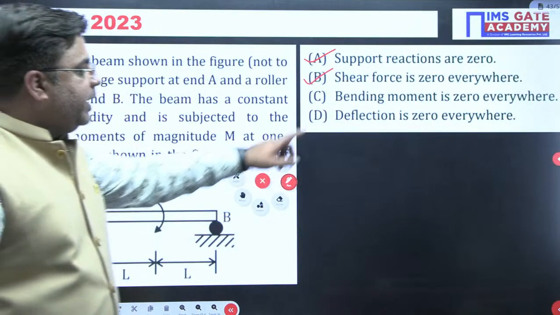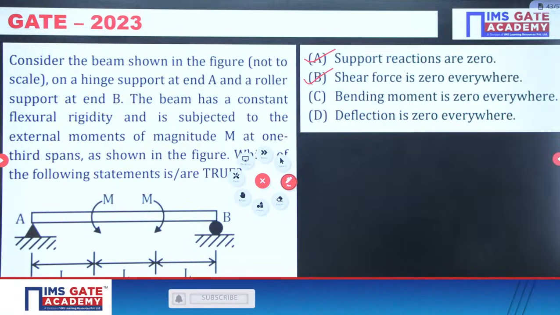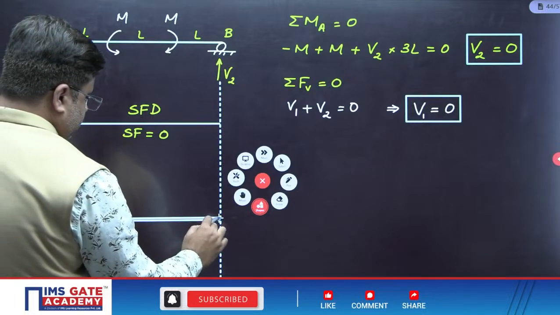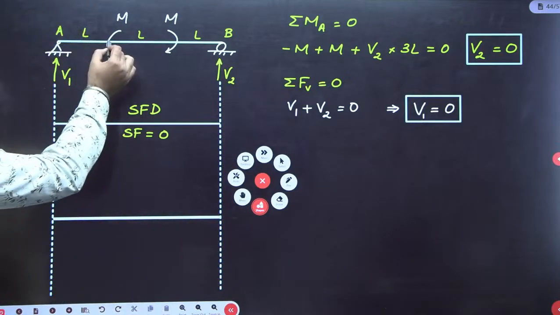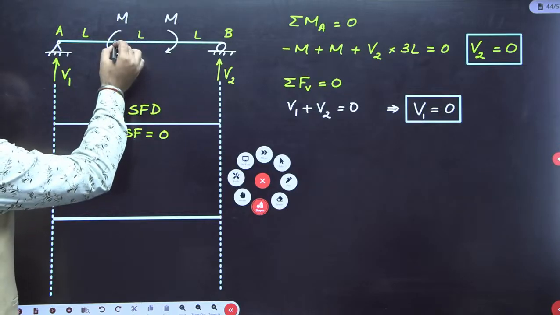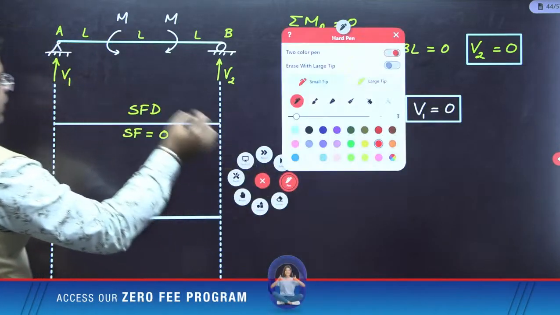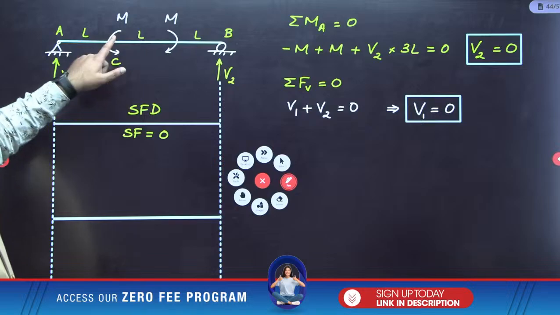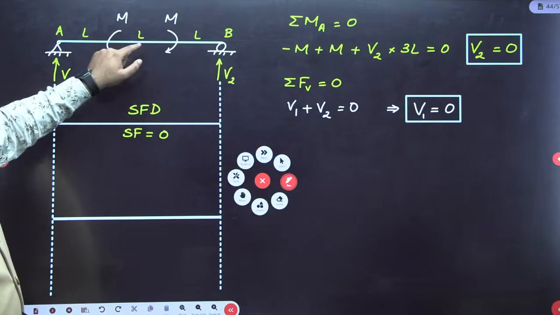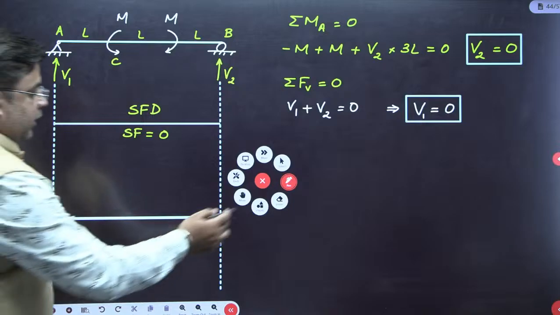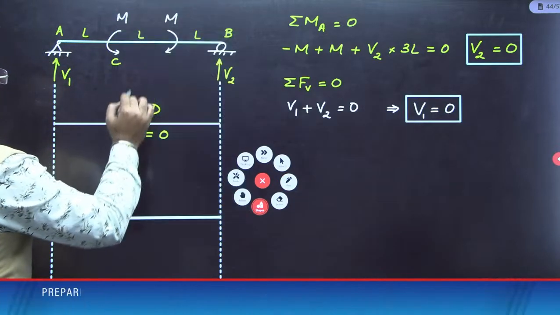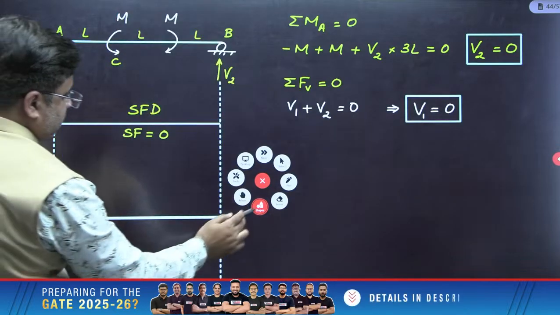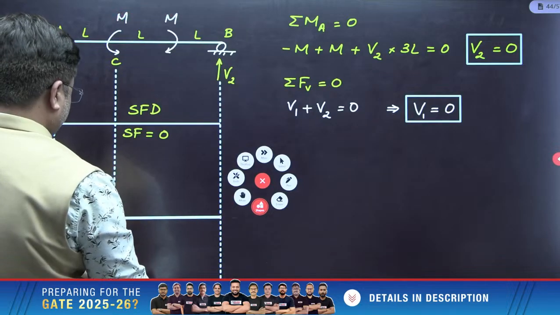Now the next one says bending moment is 0 everywhere. Let's check this. Draw the bending moment diagram. So between A and this point, say this point is C, between A and C, there is no load acting, so the bending moment will be 0. Then at this point C, you are going to have a hogging moment of M. As you move away from C, you are going to have a hogging moment of M like this. So at this location C, you need to move down by the amount of M.